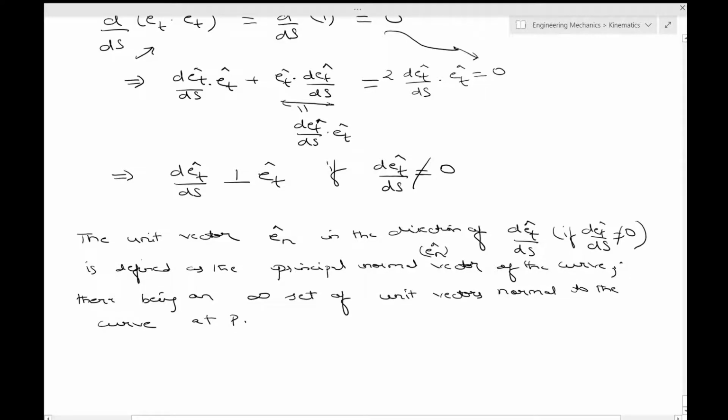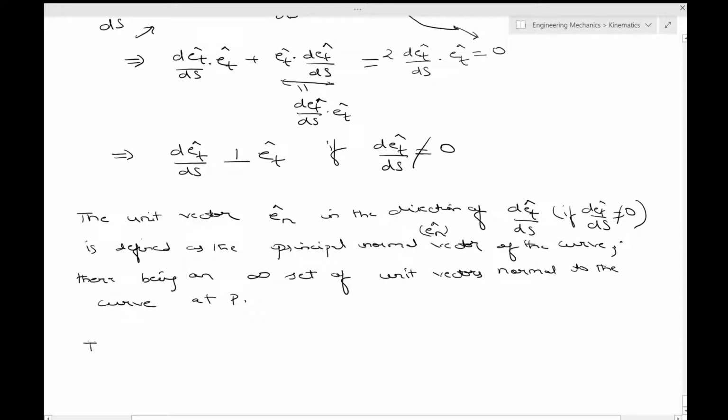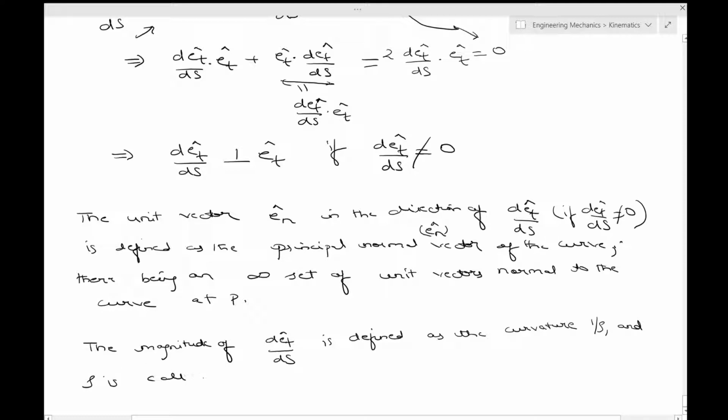A couple of more definitions are thrown now. The magnitude of det by ds is defined as the curvature, one by rho, and rho is called the radius of curvature. It is the curvature at P.